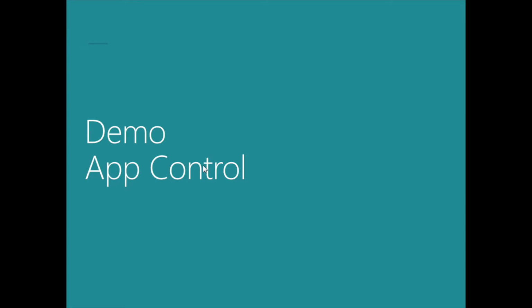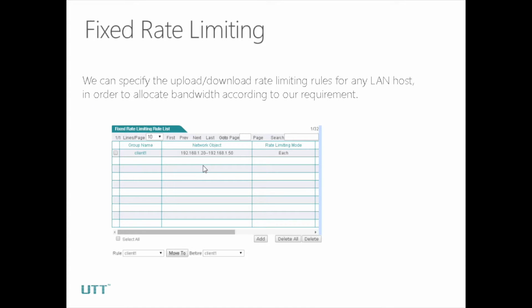Next is QoS. There are four features under QoS, which are fixed rate limiting, flexible bandwidth, P2P rate limit, and session limiting. First, let's take a look at fixed rate limiting. We can specify the upload/download rate for any LAN host in order to allocate bandwidth according to our requirement. The rule can be applied to a single IP address, a range of IP addresses, or an IP address group.